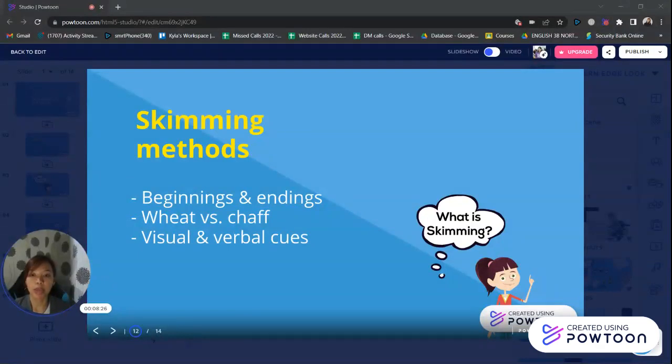Second one is wheat versus chaff. So you would just read only the amount of text necessary to determine if a section presents a main idea or support for a main idea. So you don't have to read all of the stuff in that certain text. And of course, the visual and verbal cues. All right, so you could watch for the signal words and phrases that indicate an author's direction. For example, however, although, moreover, in addition to. All right, so those are the methods for skimming.